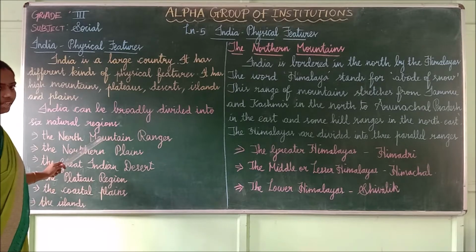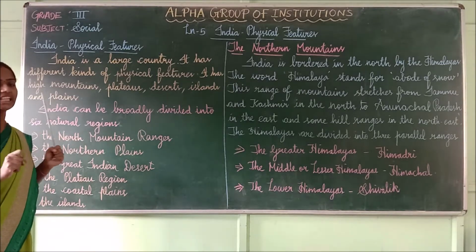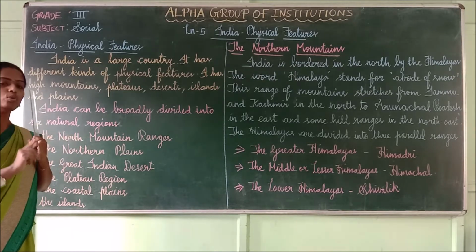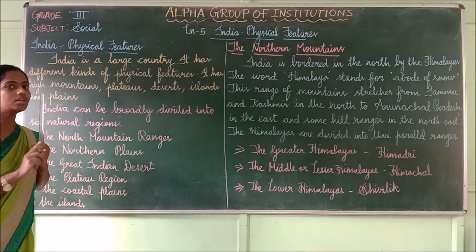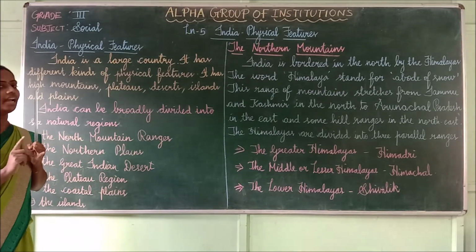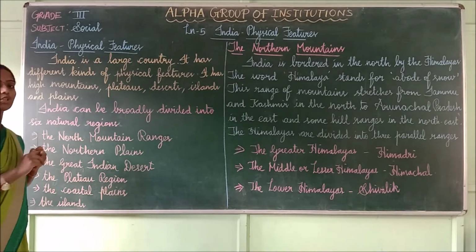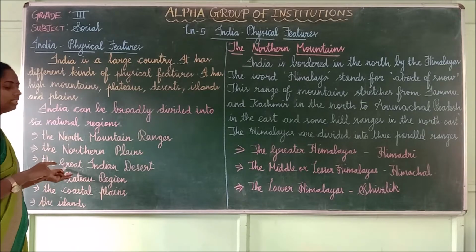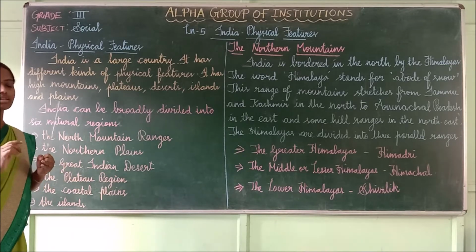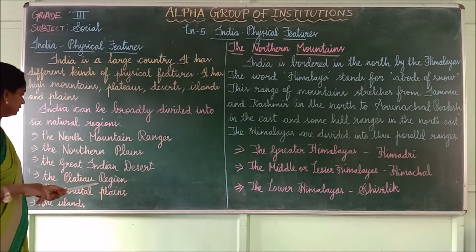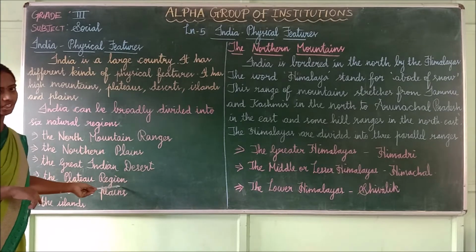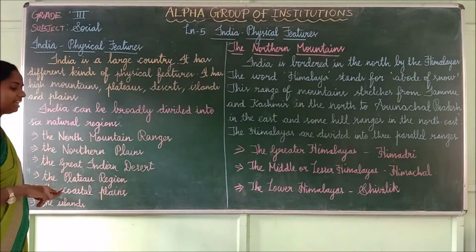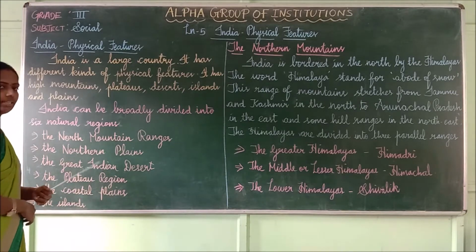Children, I repeat it again. India can be broadly classified into 6 natural regions. The first one is the North Mountain Ranges. What is the second one, children? Yes, very good. The second one is the Northern Plains. The third one is the Great Indian Desert. The fourth one is the Plateau region. And then the coastal plains. The last one is islands.